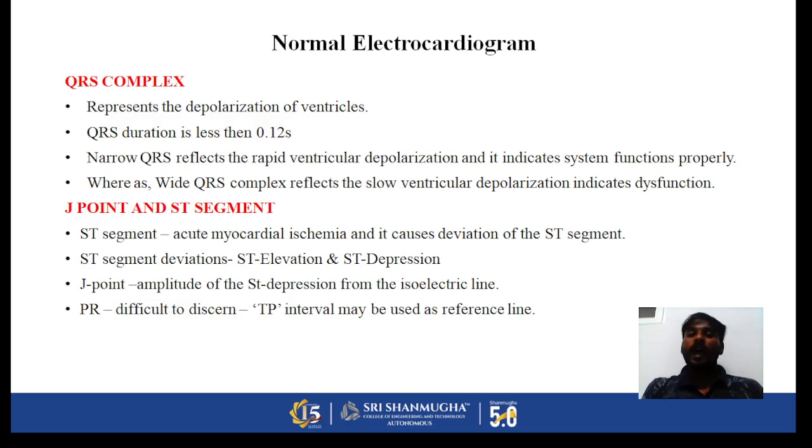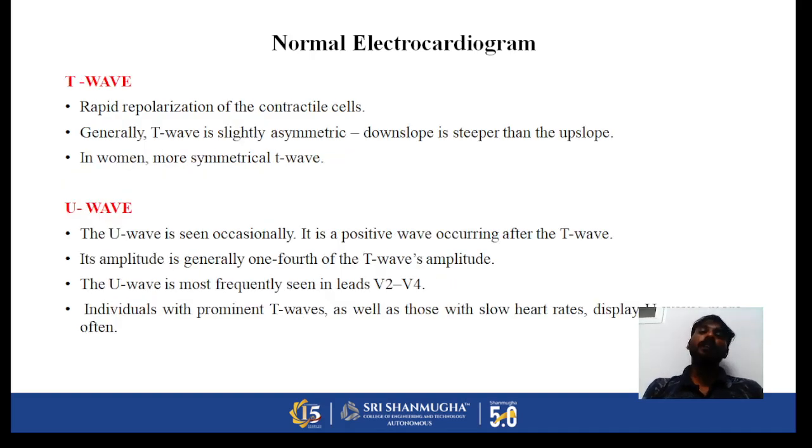J point: the amplitude of the ST depression is measured from the isoelectric line. The PR segment is used as the reference line to assess ST segment depression or elevation. If the PR segment is difficult to discern, we can use the TP interval as a reference line. T wave: the T wave is the rapid repolarization of the contractile cells.